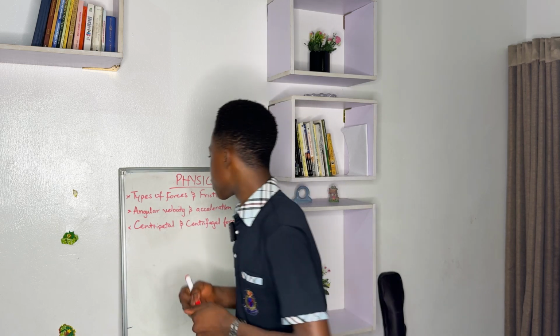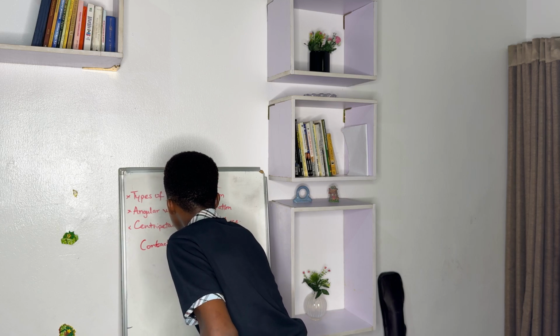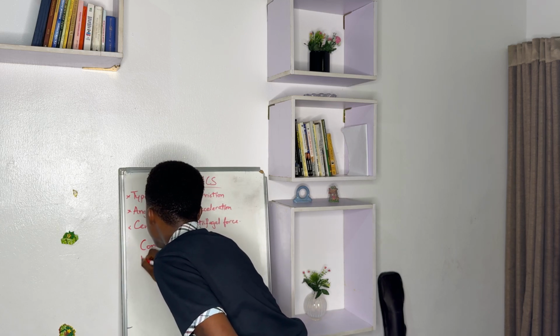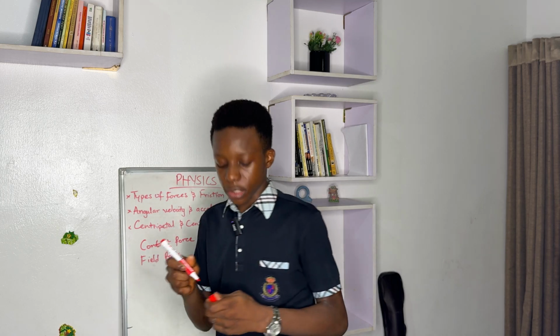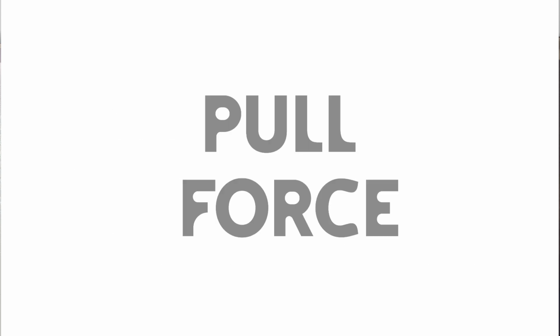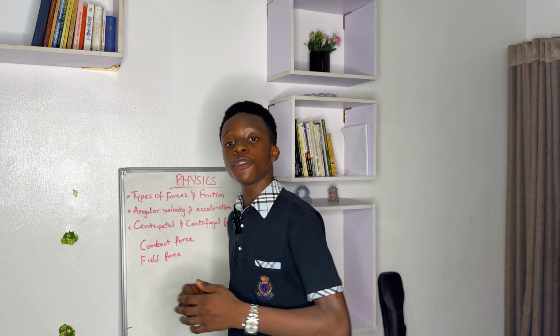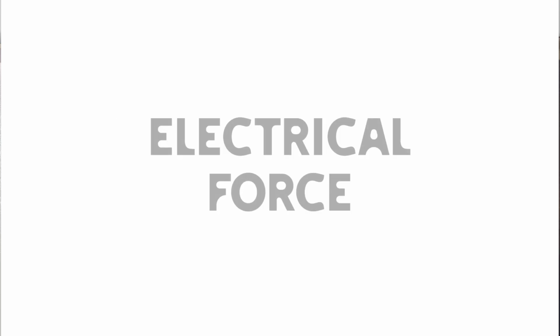There are contact forces, and non-contact forces, or field forces. So what is a contact force? A contact force is the force that has to come in contact with the object before it can influence its motion. An example is the push force, pull force, tension forces. What about field forces? Field forces are those forces that don't really have to come in contact with the object before they can influence its motion. And there are three basic types. There's gravitational force, there's magnetic force, and there's electrical force.